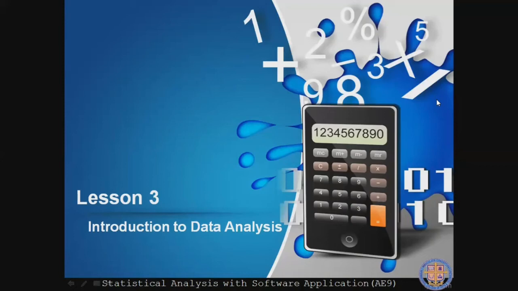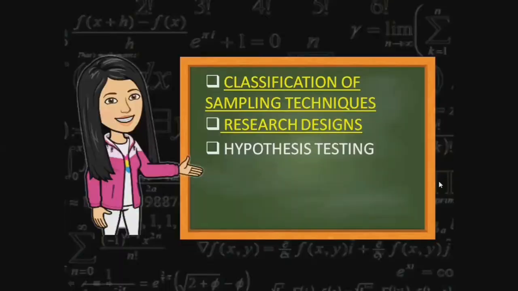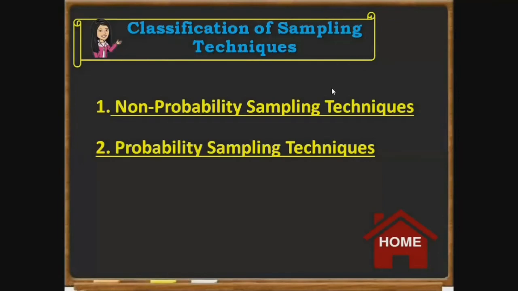Let us discuss lesson number 3, Introduction to Data Analysis. So today we're going to discuss the following topics: classification of sampling techniques, research designs, and hypothesis testing. Classification of sampling techniques. So we have two, the non-probability sampling techniques and the probability sampling techniques. So these are ways on how to get your sample data from a given population.